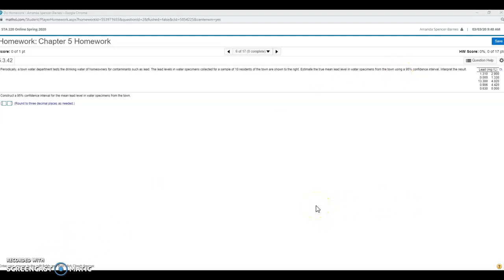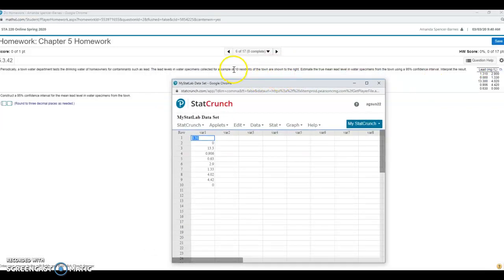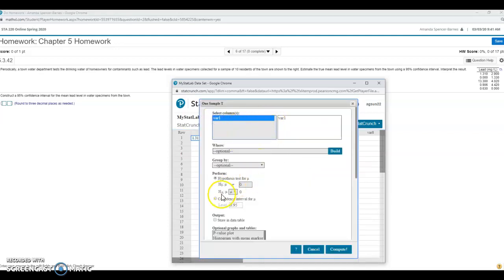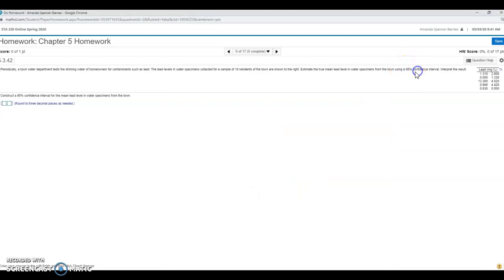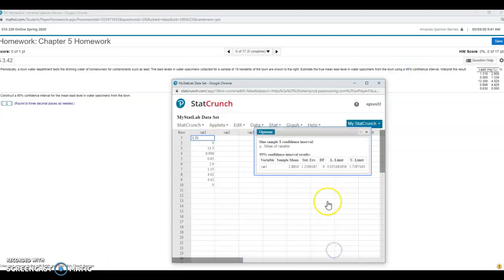For this question, we're going to click this little thing that allows us to open our data in Statcrunch. Since this is a small sample, 10, less than 30, we have our data that we have copied from our table of lead levels for the 10 samples. We're going to go to Stat, T-Stat, one sample with data. We choose our column. We choose confidence interval because that's what we are computing. 95% confidence level is already in there for us, and we compute.